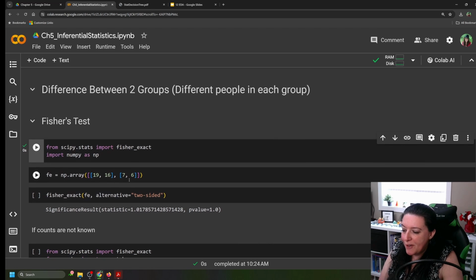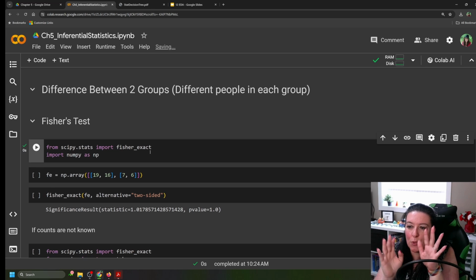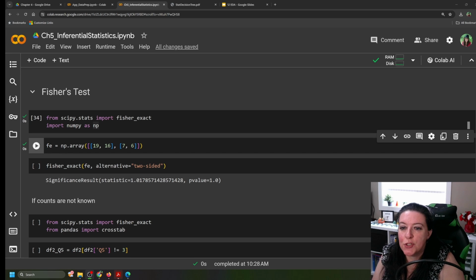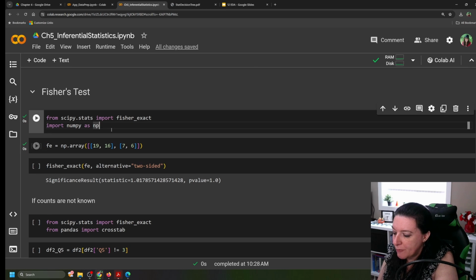With a Fisher's test, what we have is 2 groups, group 1 and group 2. And we're assuming that they fall into 2 categories. Let's think of our categories as yes, no. One group answered the question 19 and 16, and one group answered the question 7 and 6. But let's just see where this information came from.